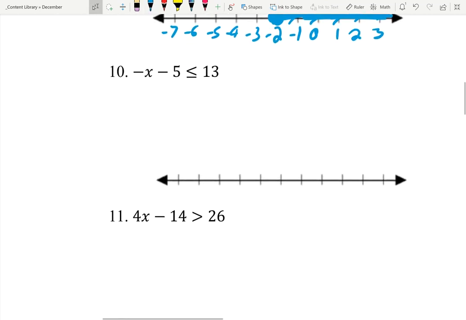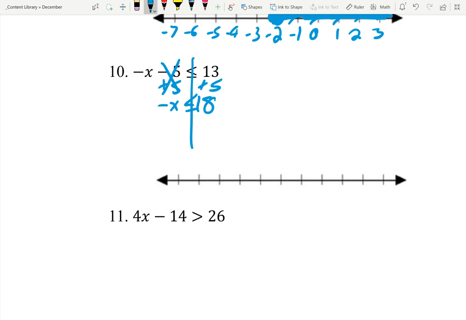Now, let's do number 10. So again, solve it like a normal equation, right? We'll add 5, cancel that out. We have negative x less than or equal to. Again, don't forget, it's still an inequality symbol, not an equal sign. 13 plus 5 is 18.